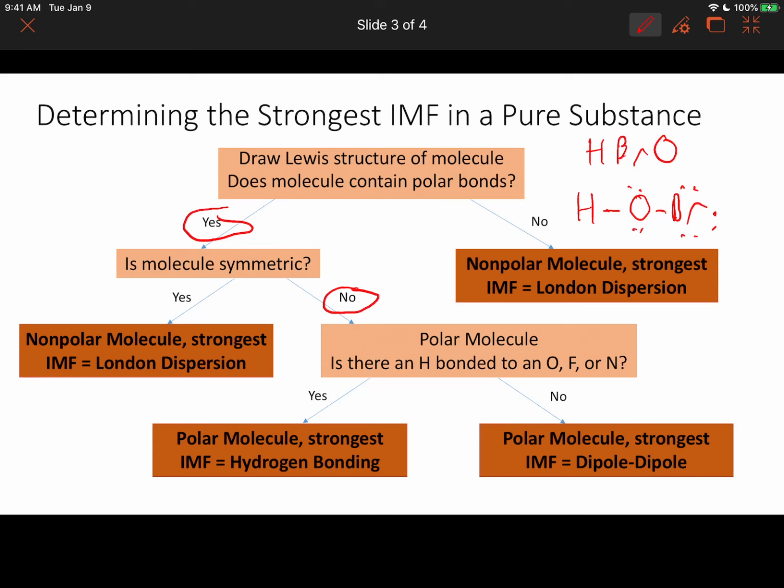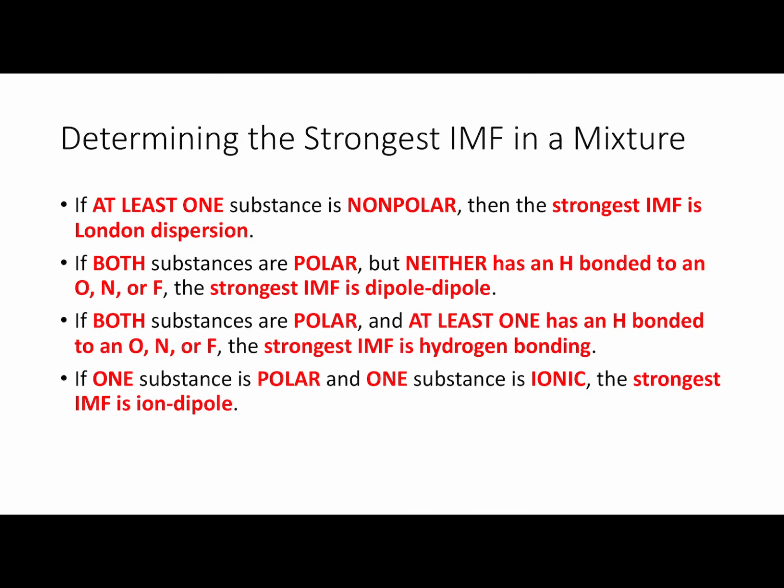The last question that we have to answer is, within this molecule now, is there a hydrogen directly bonded to an oxygen, fluorine, or nitrogen? And based on our Lewis structure, the answer is absolutely yes. That means that the strongest intermolecular force that this molecule can experience is hydrogen bonding. So hypobromous acid, strongest intermolecular force will be hydrogen bonding. So that was determining the strongest intermolecular force in a pure substance.